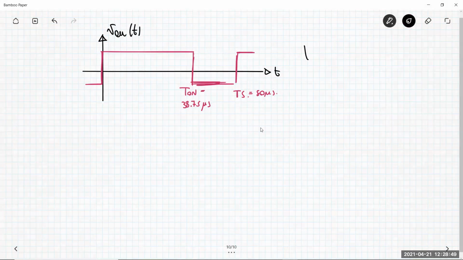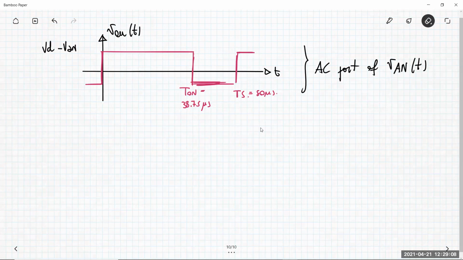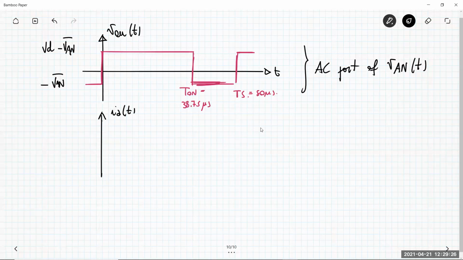This is the AC part of VAN. So it is VAN from which I subtracted the average value. Okay, so this is VD minus VAN average value. And this is negative VAN average value. Okay, because this is what I need for computing the ripple. Let me just consider the ripple of the current flowing through the inductor.